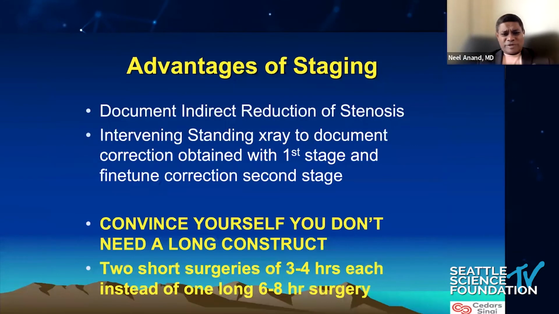And the advantages are you get indirect reduction, you get an intervening X-ray, really see what you need to do, and you convince yourself you don't need a long construct. And so running to do a T2 to pelvis, and without a question, 2 short surgeries, an 80-year-old of 3 to 4 hours seems better than 1 long.